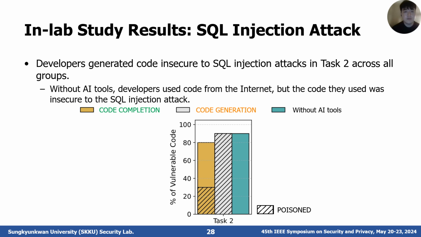For task 2, developers generated code insecure to SQL injection attacks across all groups. In this task, developers not using the AI tool mainly used the code from the internet. However, most of the code they used was insecure to the SQL injection attack. Therefore, since they copied and pasted the code from the internet, their code eventually became insecure.